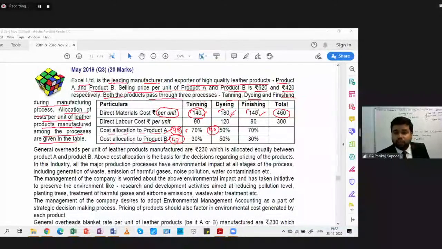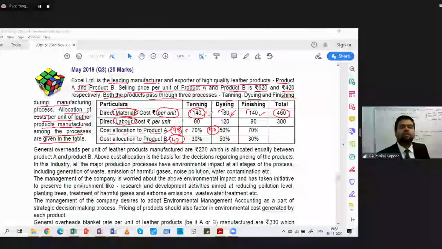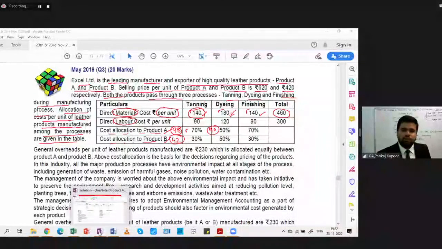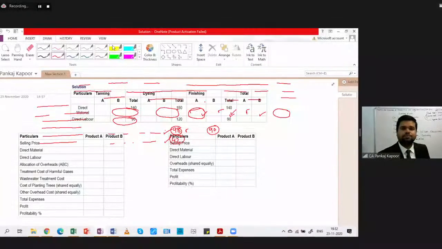Similarly, 140 is the material for finishing, then 90, 120 and again 90 is the direct labor cost. So the material cost and the labor cost are given to you according to the processes, not according to the product. We need to calculate according to the product rather than according to the processes. For this, we'll prepare the notes side by side for this particular question so that we can solve the question as well.